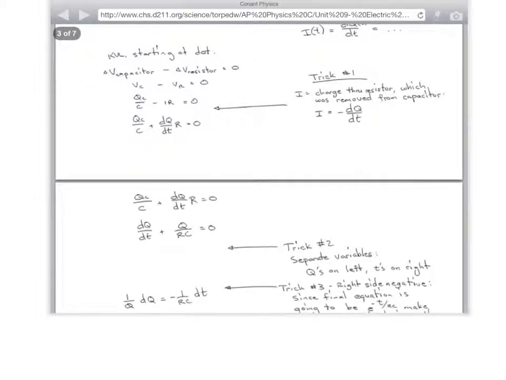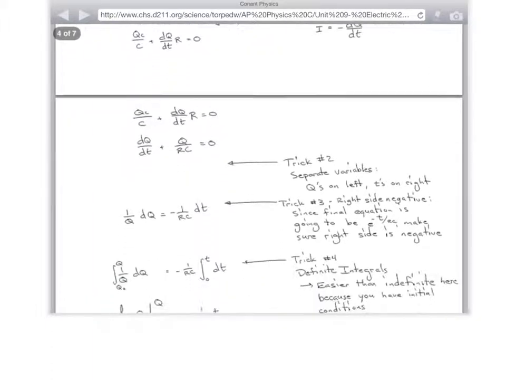Actually, first thing I did, before I separated them, I put the R and the C together, because I know I want my R and C to be together in the end. So I just divided by R. But separating the variables, I put the Q's on the left side and the t on the right side, together with the constant. So I got 1 over Q dQ equals negative 1 over RC dt. Then what?